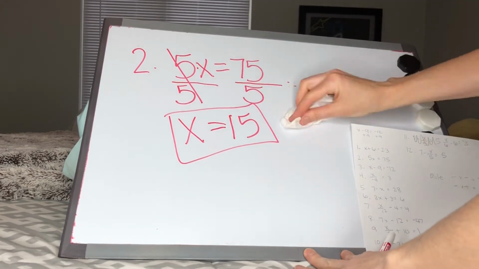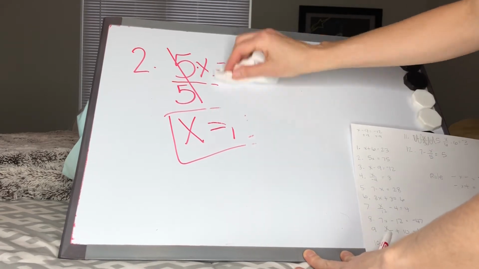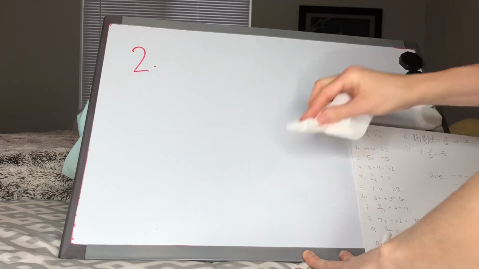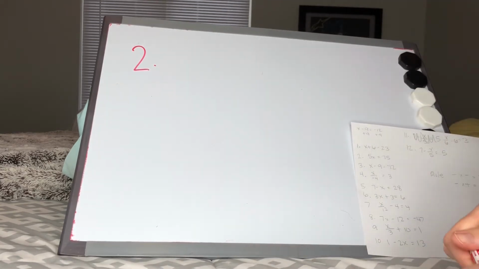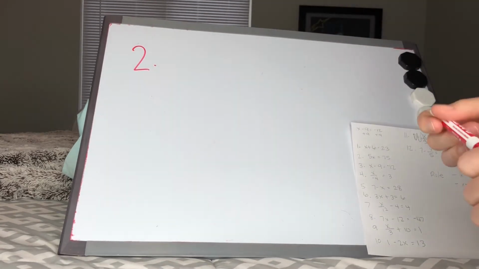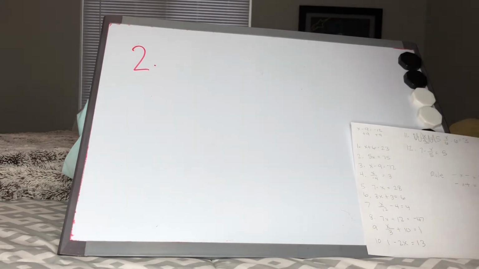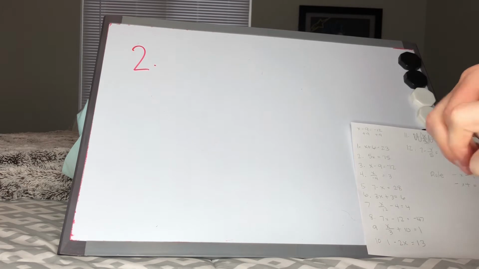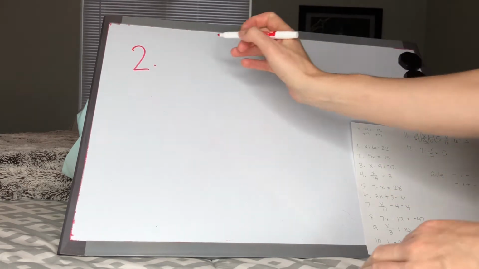Okay? And if this was divide, we would times it, do the opposite. So just always remember, we are moving everything to the other side to get it alone, and doing the opposite. Okay, let's do number 3.